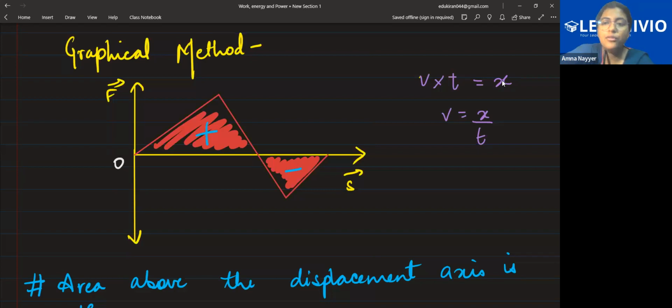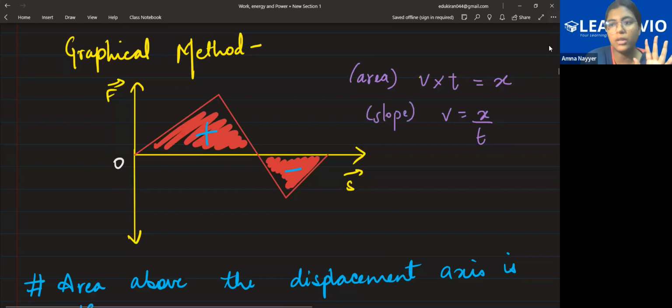So if I have to find out position through a VT graph, I will find out the area. And if I have two quantities which are getting divided, we will straight away find out the slope. That is the thing which you have to remember. So we will be calculating the slope. That is the rule which you have to remember.